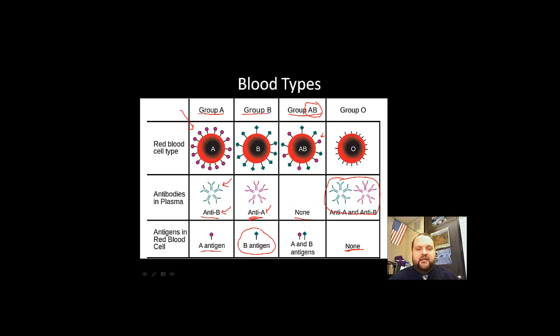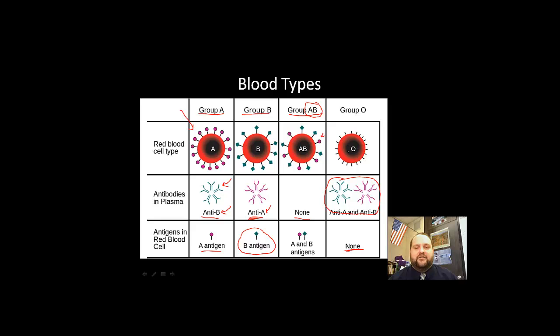But you can only give to somebody who's AB. If you give to anybody else, your blood will clot. So AB is what's called the universal recipient because they can take anything. They can take any type of blood.